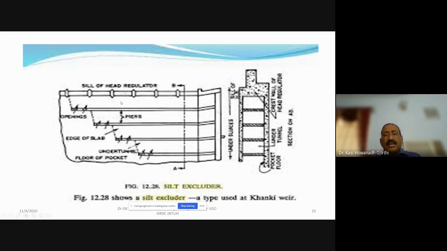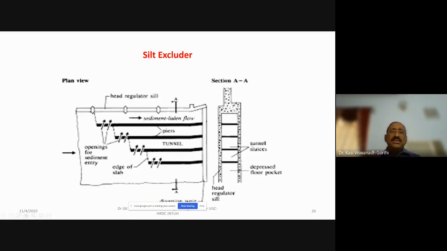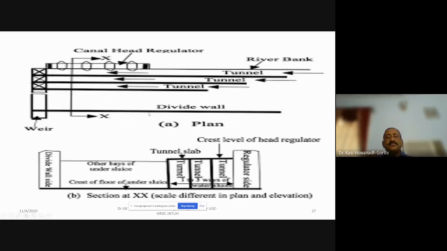You have on the plan, you may note that, these are all the tunnels. So the section is shown here. Rectangular openings are provided. So this is the silt excluder, which is connecting with the canal head regulator. You may see here the opening for this sediment entry. The water which is having more and more silt content enters directly into the tunnel, whereas the water which is relatively free flows in this direction.